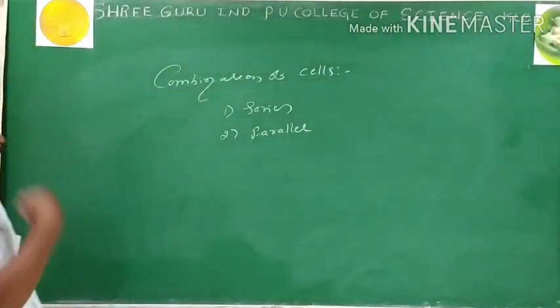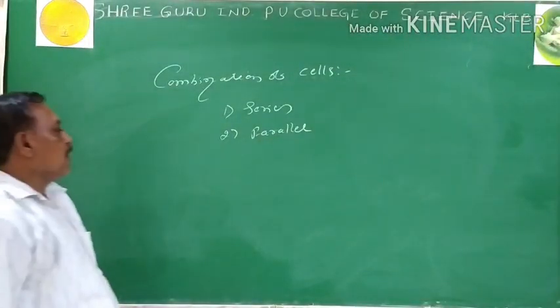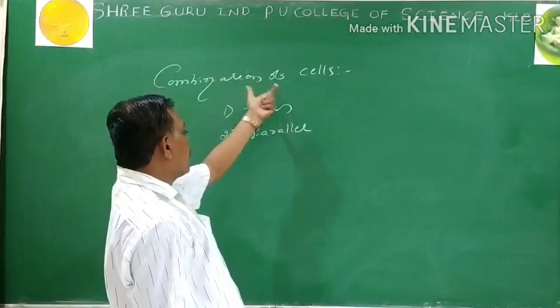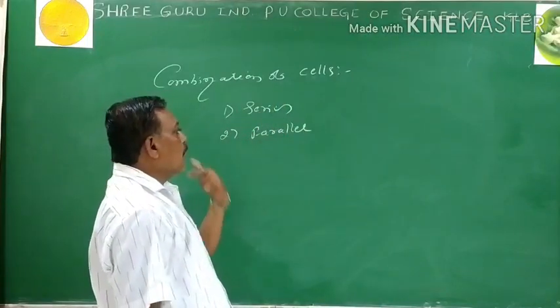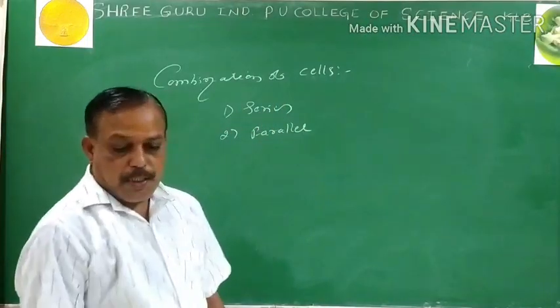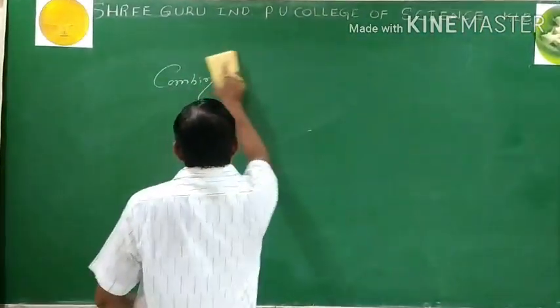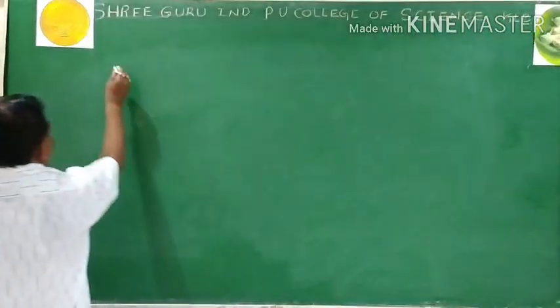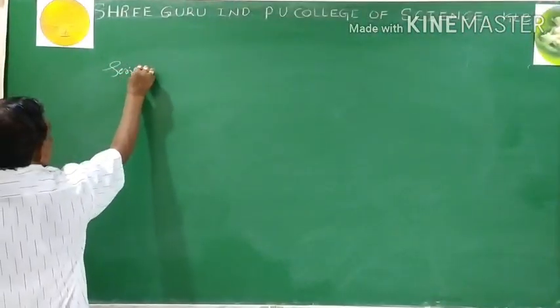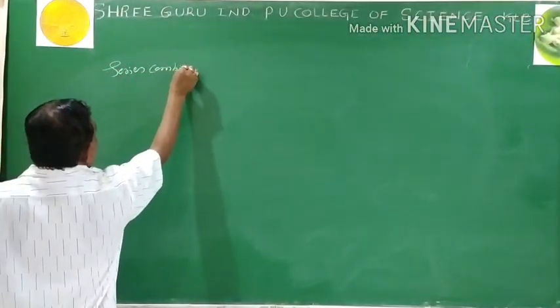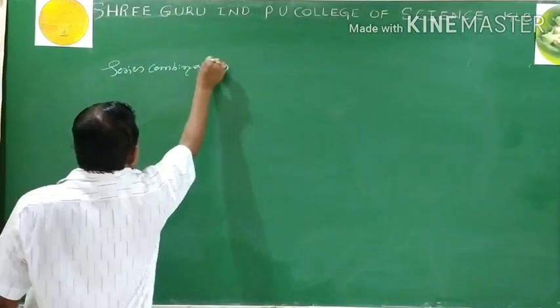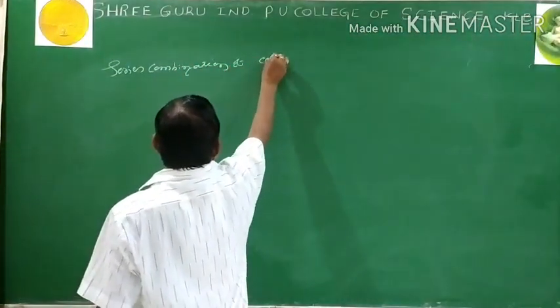Then we come to know from the expression what happens when the cells are connected in series, and what happens when the cells are connected in parallel. I go for the combination of the cells. First one is series combination of cells.